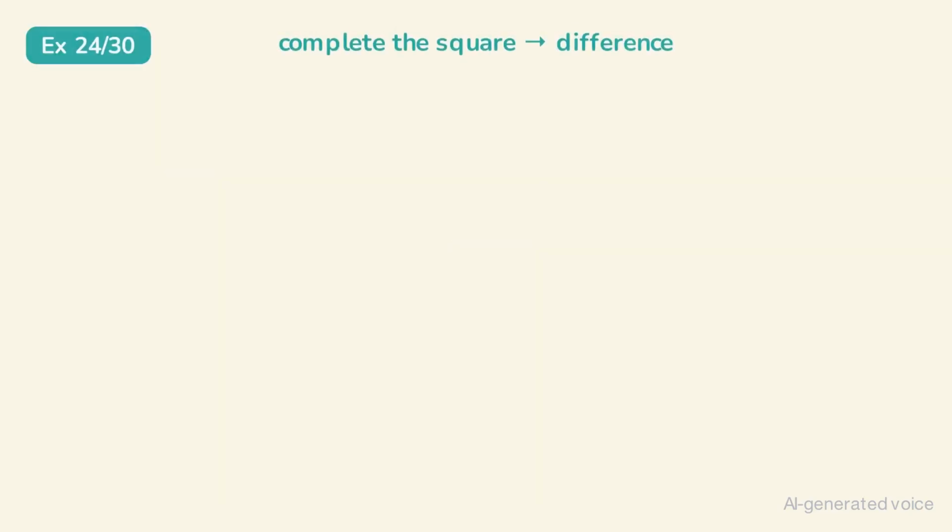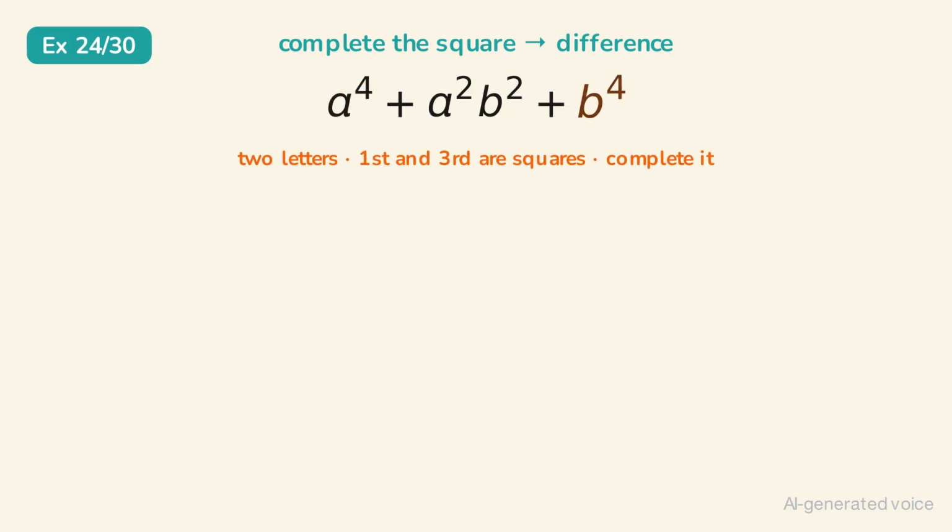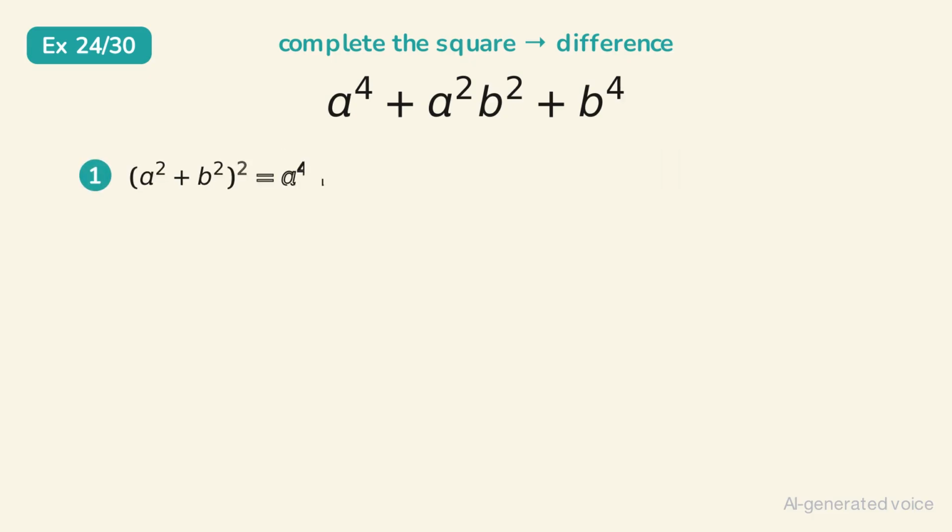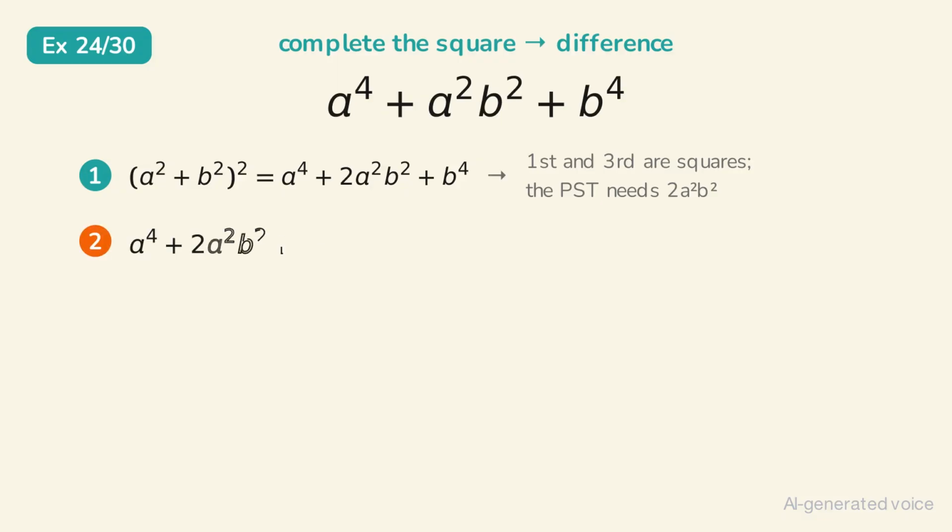We close this type with a two-letter one, beautiful and very symmetric. Let's factor a⁴ + a²b² + b⁴. The first and last are perfect squares, a² and b² squared. The square we want is (a² + b²)², which gives a⁴ + 2a²b² + b⁴. The middle would have to be 2a²b², and we only have 1. So we add 1a²b², and to change nothing, we also subtract it.